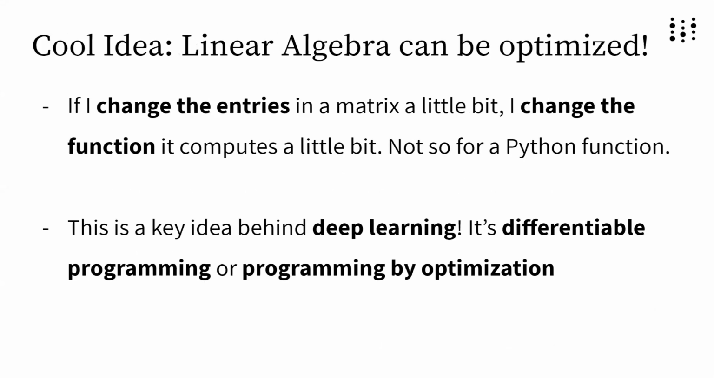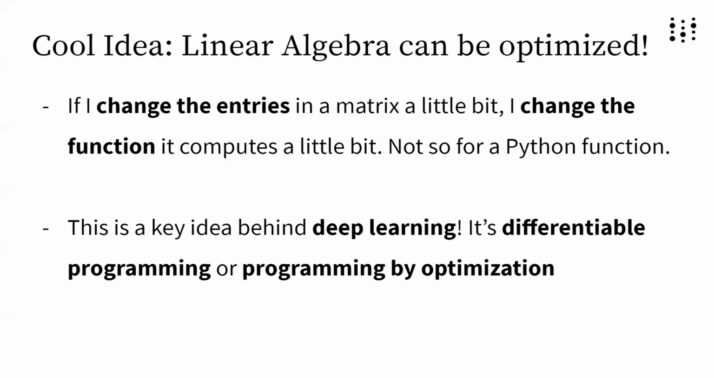And then lastly, this gives some insight into deep learning. If I change the entries in a matrix a tiny bit, like I add a small perturbation to one of the entries, I change the function it computes a little bit, right? It does almost the same thing, but does something slightly different.